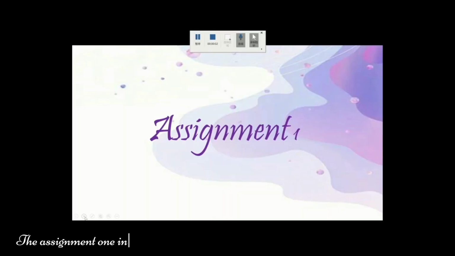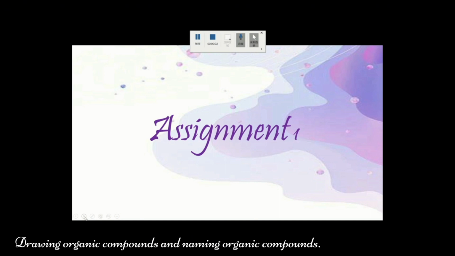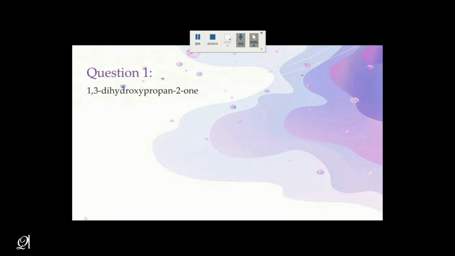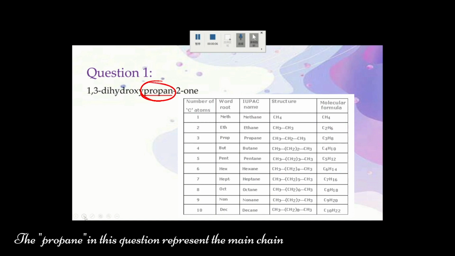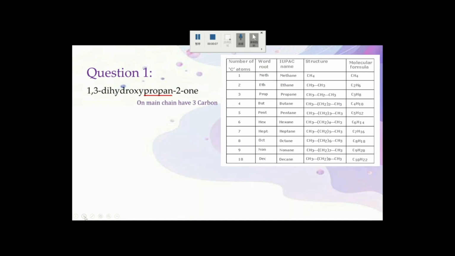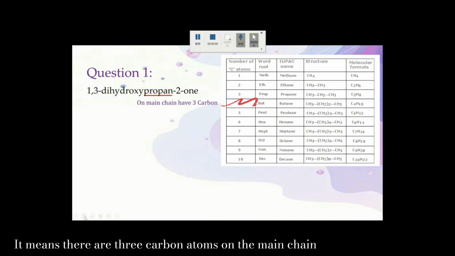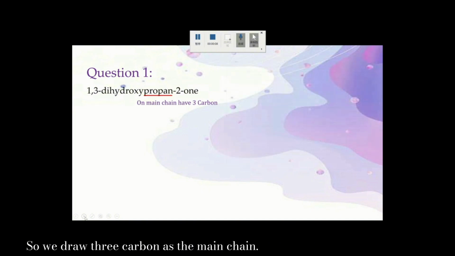Assignment 1 includes two parts: drawing organic compounds and naming organic compounds. Question 1, drawing the organic compounds. The first step is to find the main chain. Through the IUPAC naming chart, the propane in this question represents the main chain. It means there are 3 carbon atoms on the main chain, so we draw 3 carbons as the main chain.